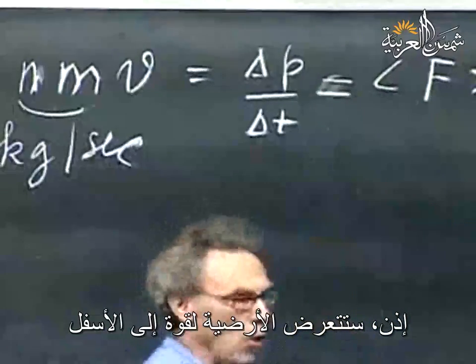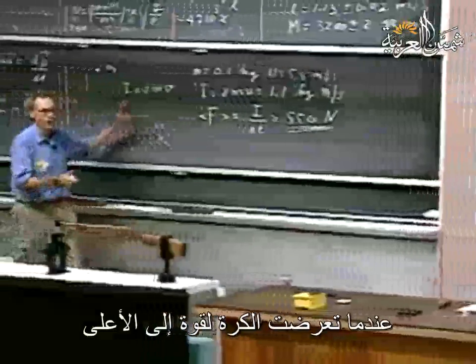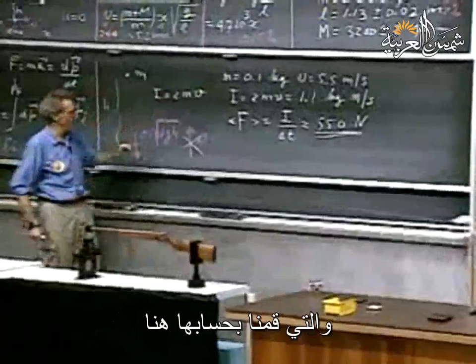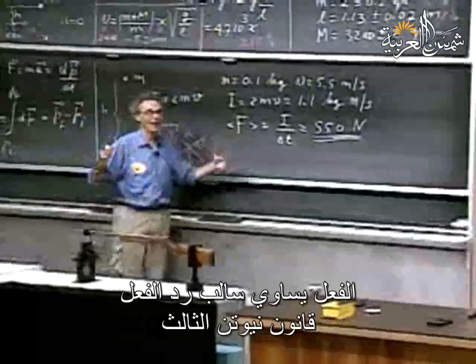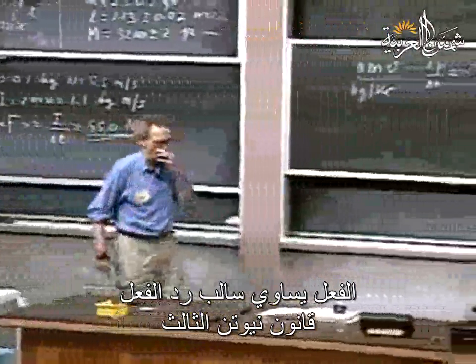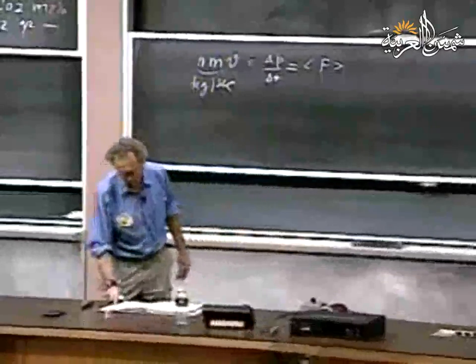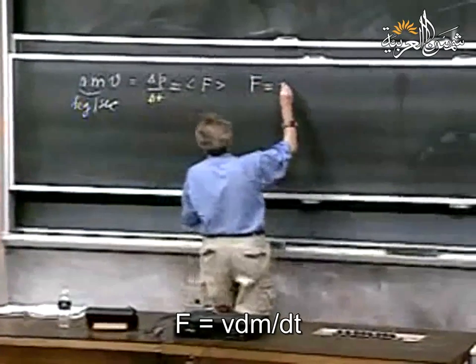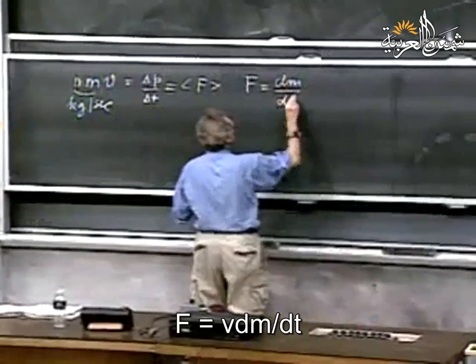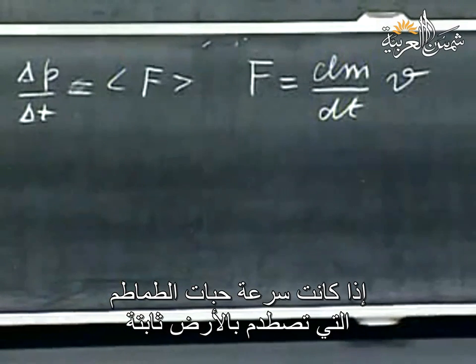So the floor will experience a force in down direction. Of course, that was also the case here when the ball experienced a force up, which we calculated here. The floor experienced, of course, the same force in down direction. Action equals minus reaction, Newton's third law. So the floor experiences a force in down direction. And I can write it down in a somewhat more civilized form. F equals dm/dt times the velocity, if the velocity of the tomatoes that hit the floor is constant.